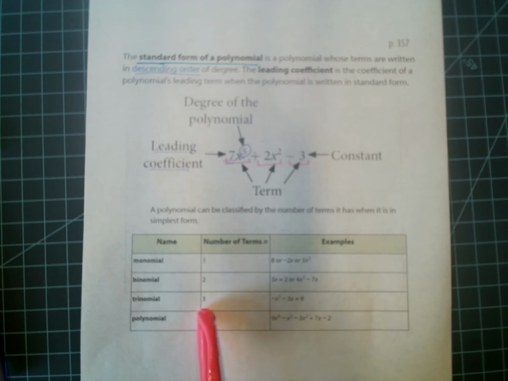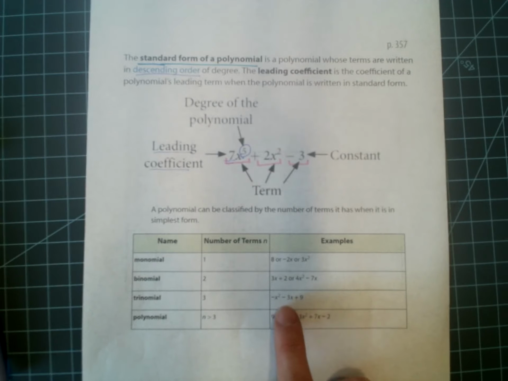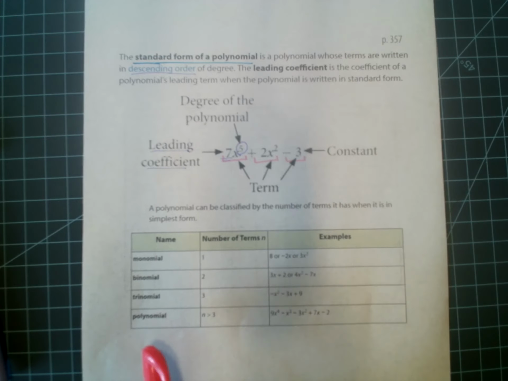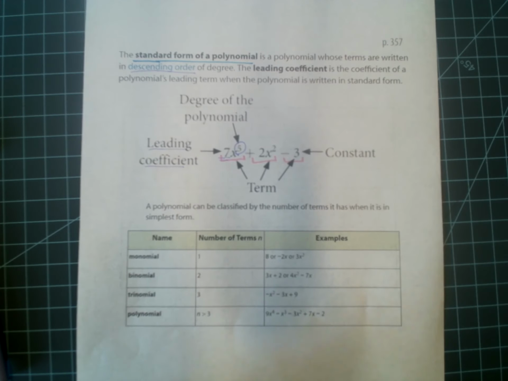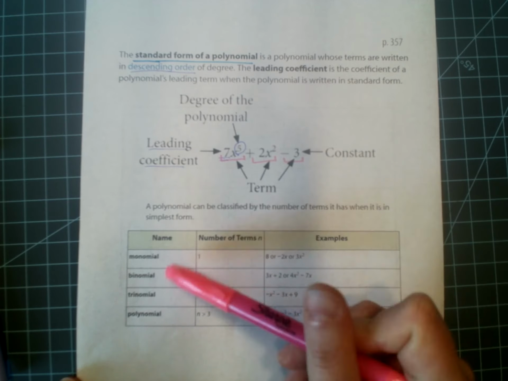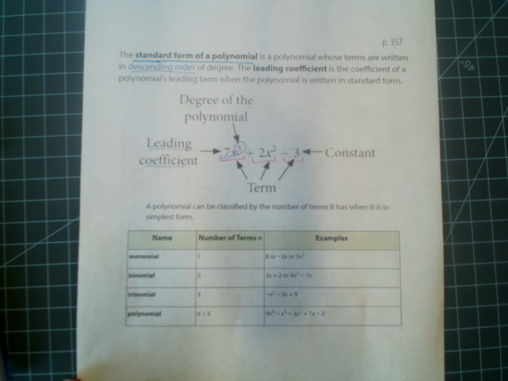A trinomial is a polynomial that has 3 terms. So an example of that is negative x squared plus 3x plus 9. Notice we have 1 minus sign here and 1 plus sign here. That separates our 3 terms. Anything that has more than 3 terms, we just call a polynomial. It doesn't get a special name. But we also call all of these things polynomials. These are just more specific names for them.